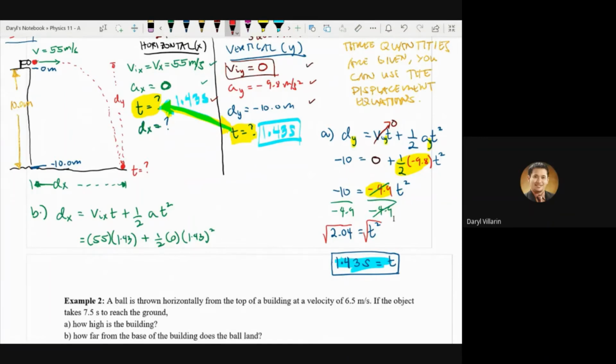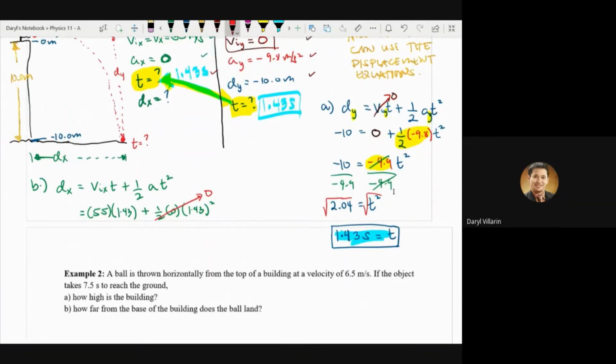You can see that this particular term in your equation becomes 0 because acceleration is 0, so 0 times whatever that number is, is 0. So it just reduces to vx and t, which is 78.65, or about 79 meters. So therefore dx, or the range, is 79 meters. This is the range.